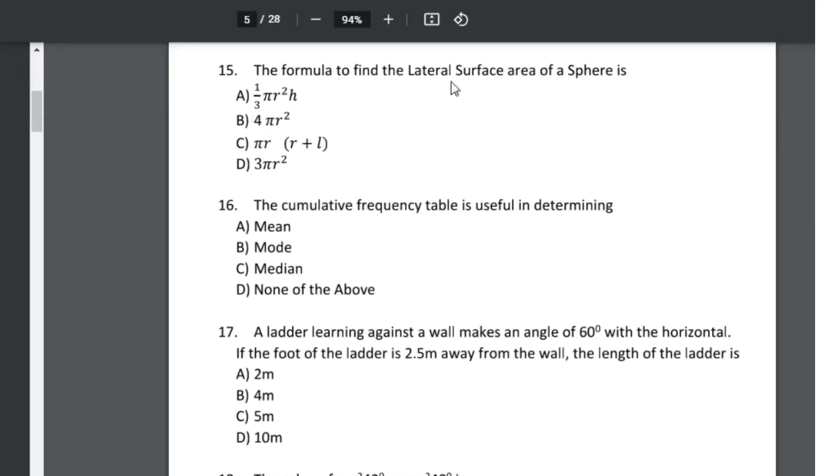15th question. The formula to find the lateral surface area of a sphere is. There are four options. We will look into each option. 1/3 pi r square h.